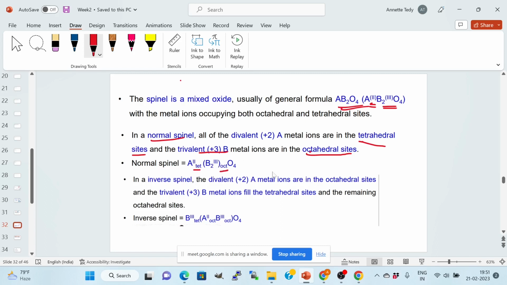But in inverse spinel, the 2+ A metals are in octahedral sites. First it was in tetrahedral, now the A2+ is in octahedral. We have two B, right? So one B will occupy the tetrahedral, the other B will occupy the octahedral site. So is it clear? Normal spinel will have A2+ in tetrahedral and both B3+ in octahedral. In inverse spinel, the A2+ will be occupying the octahedral, while one of the B3+ will be in tetrahedral and the other 3+ will be in octahedral.